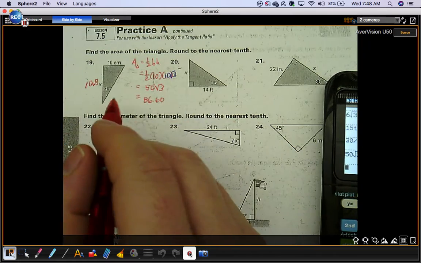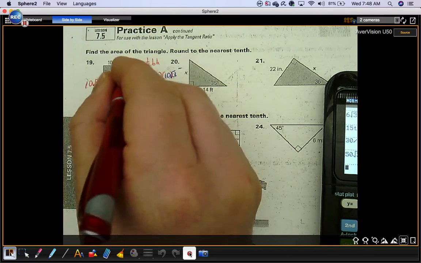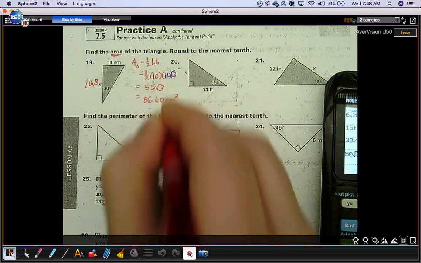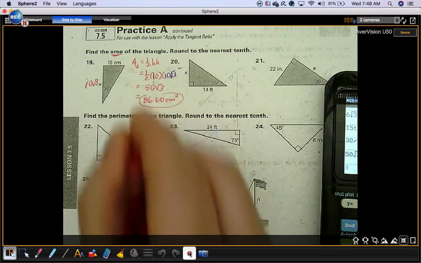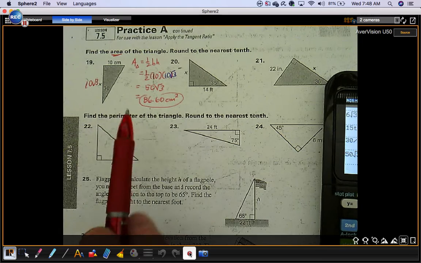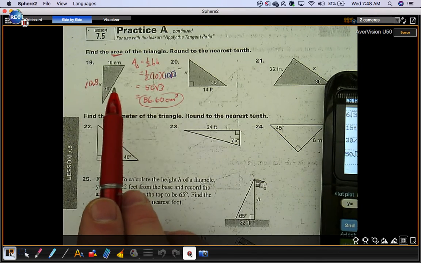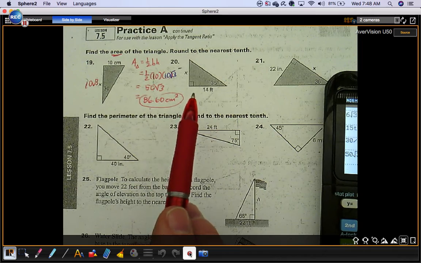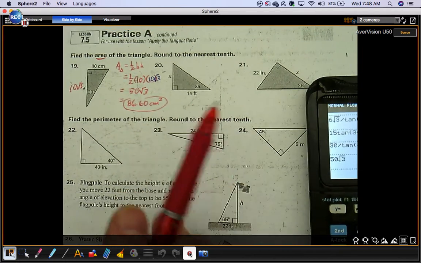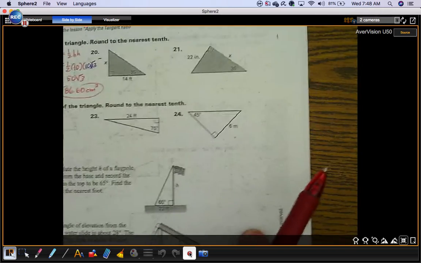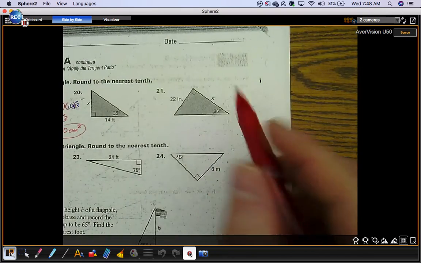And now this is an area. So it's centimeters squared. I used my 30, 60, 90s to get that exact answer. I didn't use tangent. I didn't need to. But I'm going to. Let's go to 21. There's more space over here.